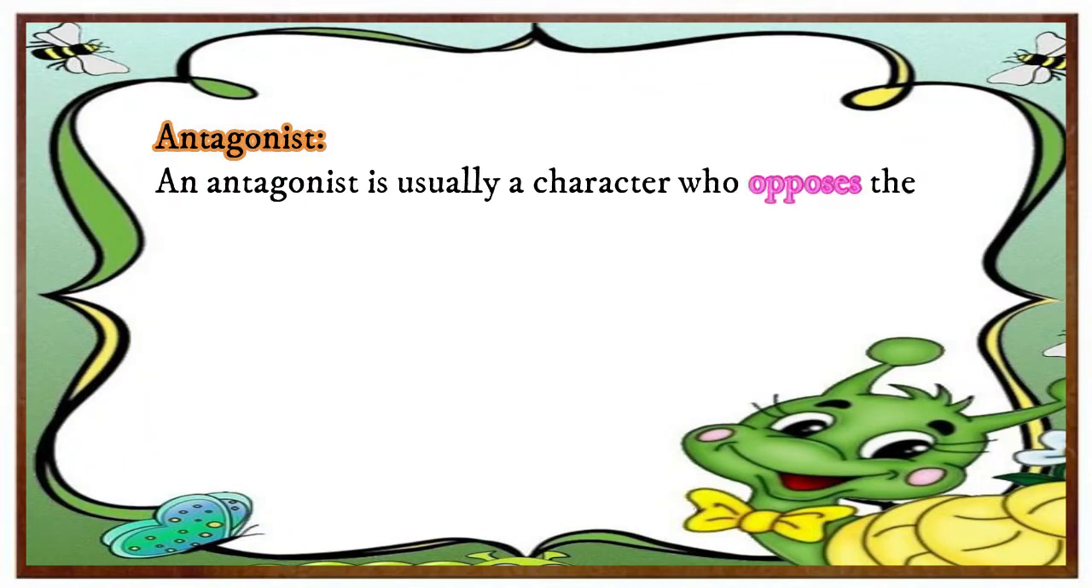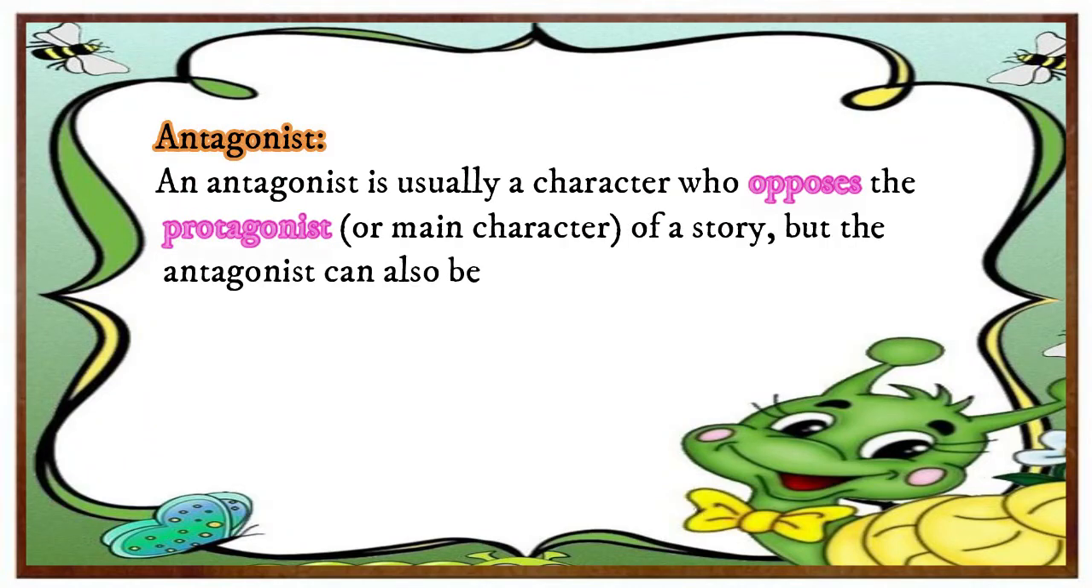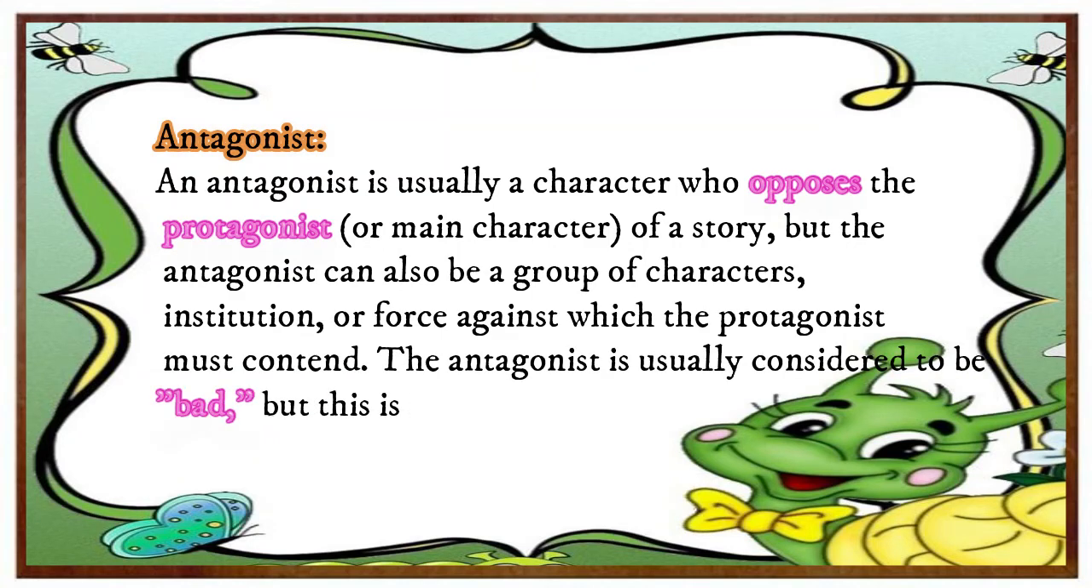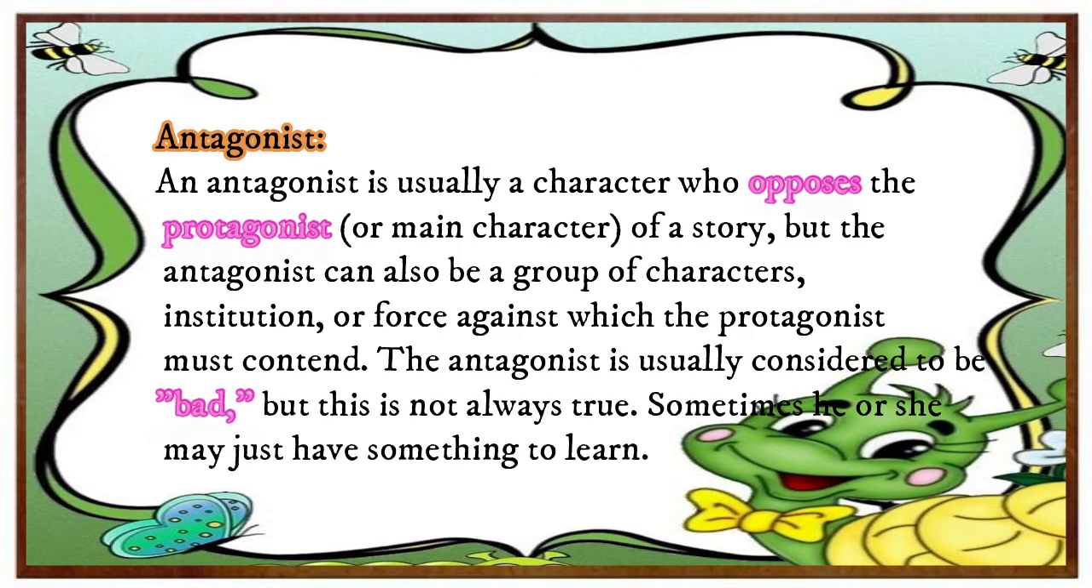Now, what is an antagonist? An antagonist is usually a character who opposes the protagonist or main character of a story. But the antagonist can also be a group of characters, an institution, or a force against which the protagonist must contend. The antagonist is usually considered to be bad, but this is not always true. Sometimes, he or she may just have something to learn.